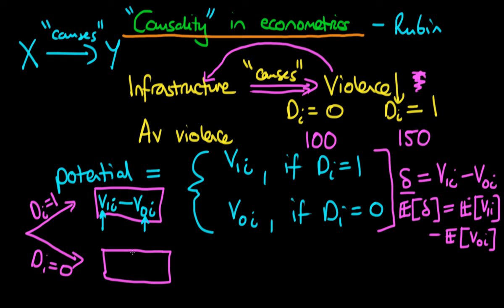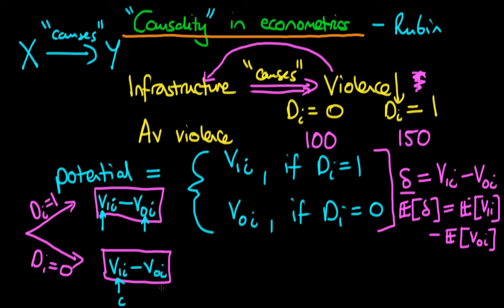We never actually observe it, because we know that, seeing as we're in the top branch here, Di is equal to 1. But we can still talk about the difference between the level of violence that that state had, given that they did have infrastructure spending, and the potential level of violence that they might have obtained had they not received infrastructure spending. And we can do the same thing in the bottom group. What's the difference between V1i and V0i? The difference here is that V1i is the counterfactual, whereas V0i is the observed.